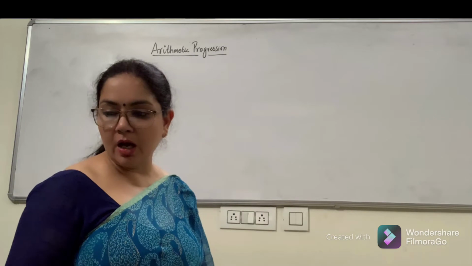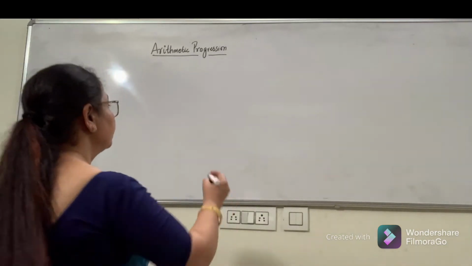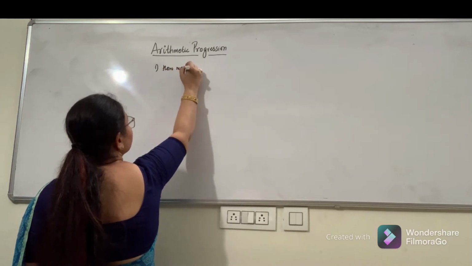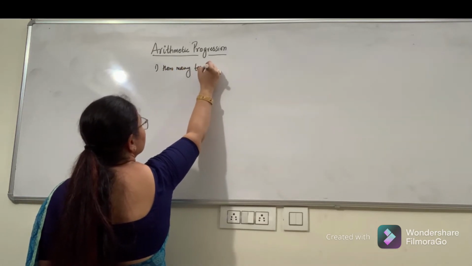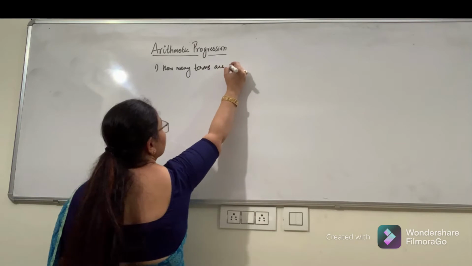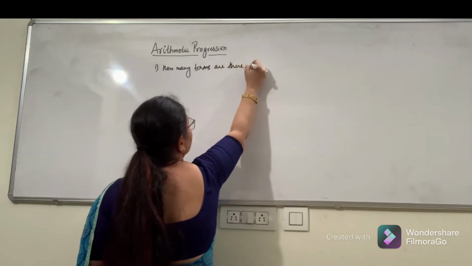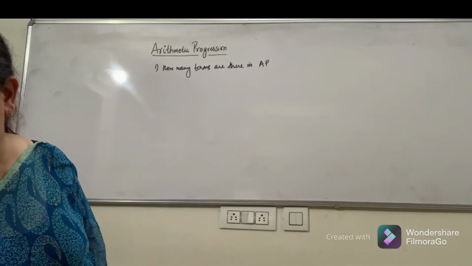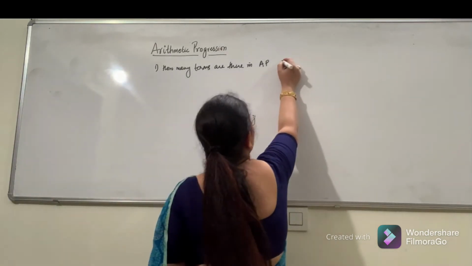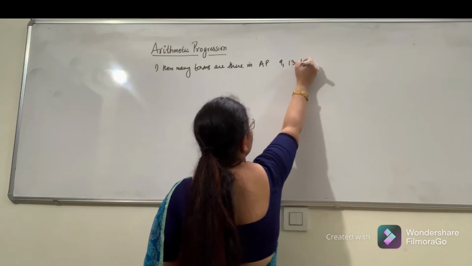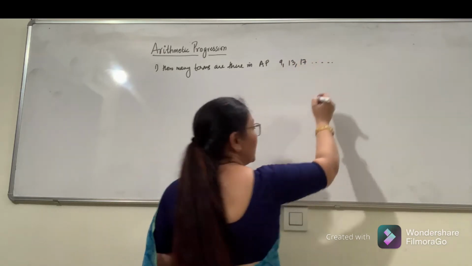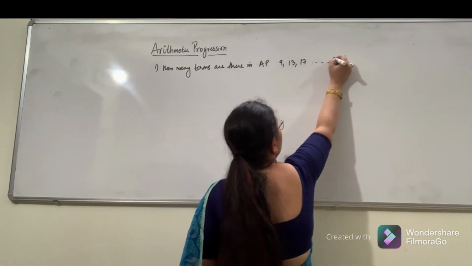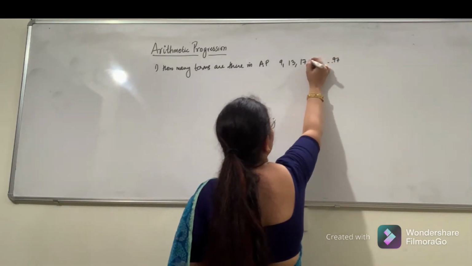How many terms are there in the AP which starts from 9, 13, 17, 21, and so on, and the last term is given as 97?